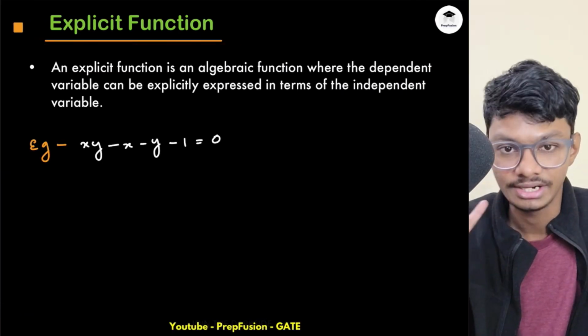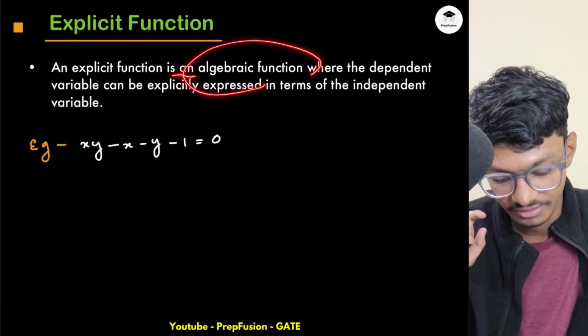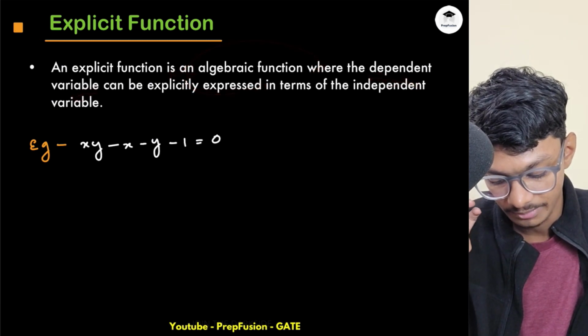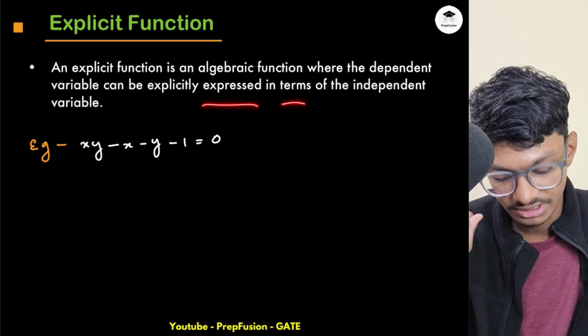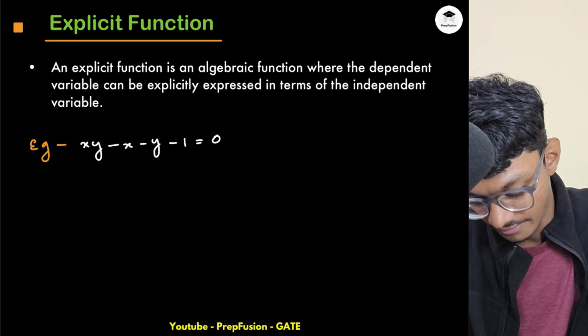So what is explicit and implicit function? An explicit function is basically an algebraic function where the dependent variable can be explicitly expressed in terms of the independent variable. It is an algebraic function. This thing you have to keep in mind.